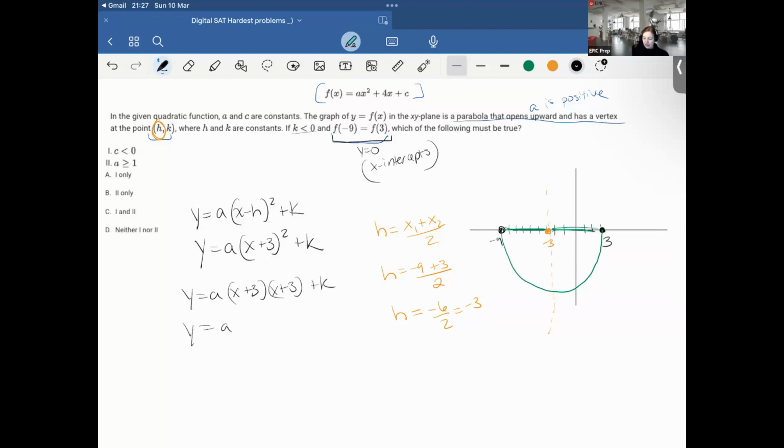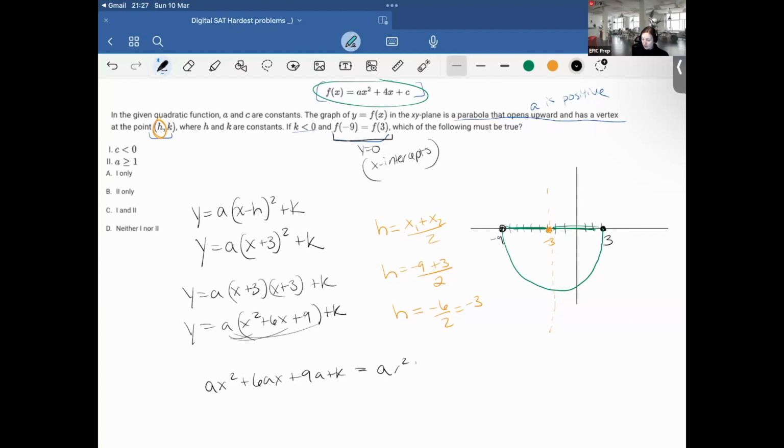So when I expand, this becomes x squared plus 6x plus 9 plus k, and then I distribute my a. So this is ax squared plus 6ax plus 9a plus k. And remember, this is all equal to this equation here, which is ax squared plus 4x plus c. Okay, so here I can see ax squared is equivalent to ax squared.